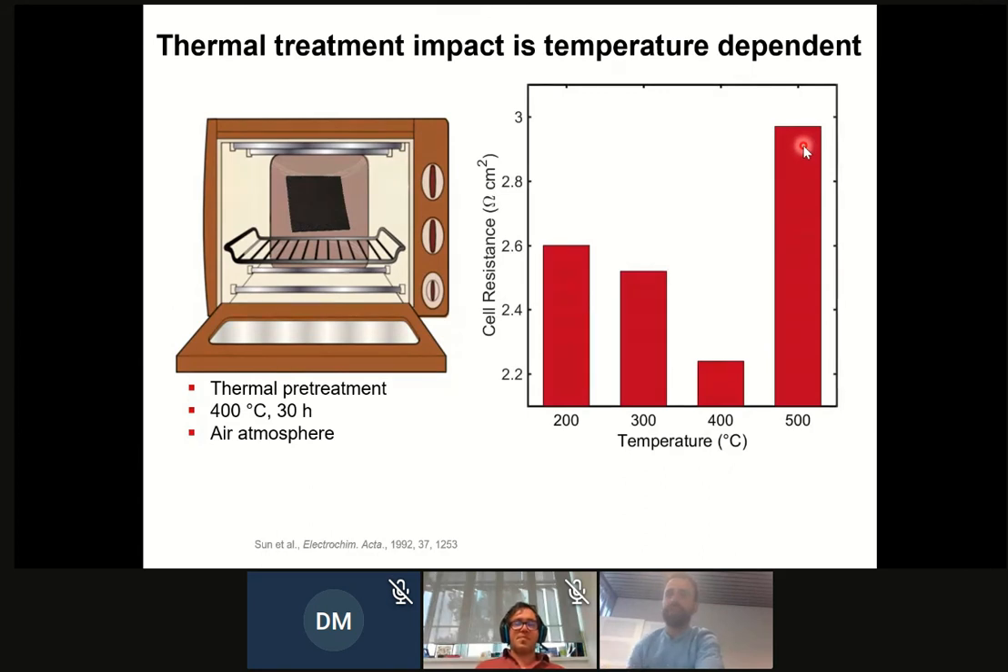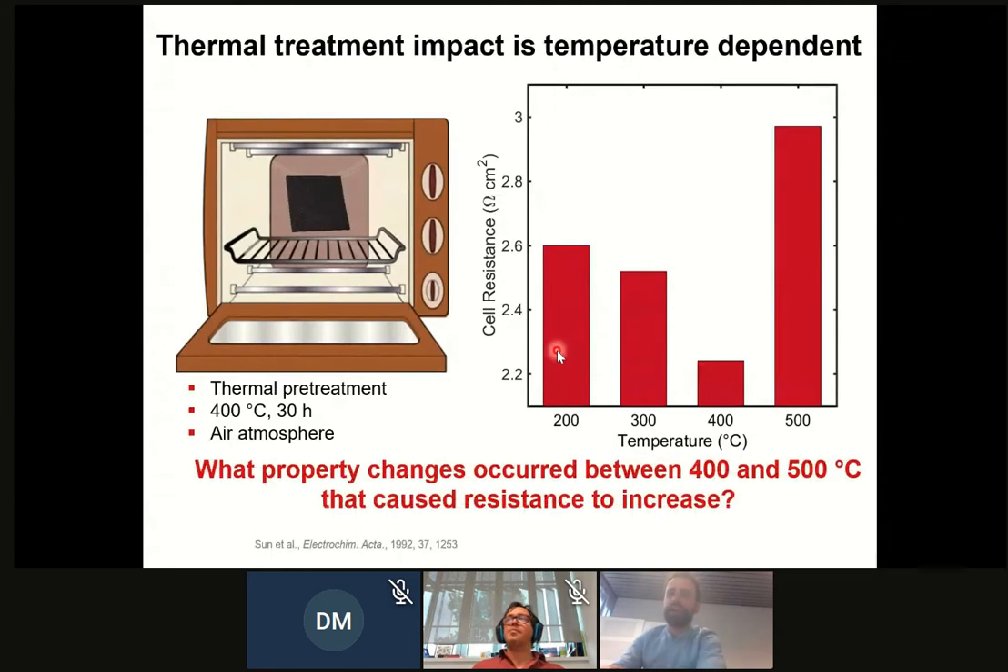You can change between temperatures between 200 and 500 degrees, and authors have reported very significant changes in cell resistance. So for this study, we chose to focus on 400 to 500 degrees because there was this very interesting shift between very low resistance and very high resistance.